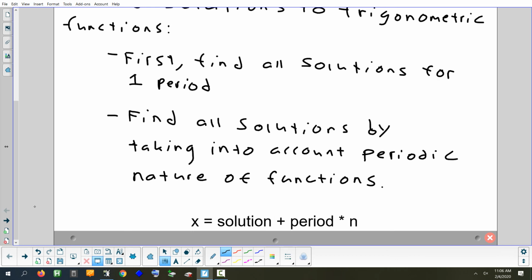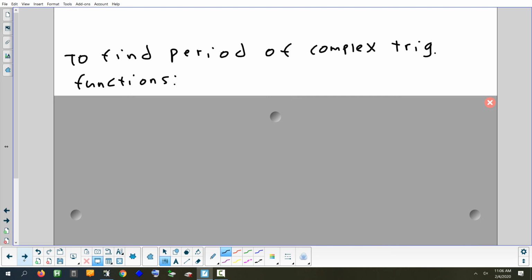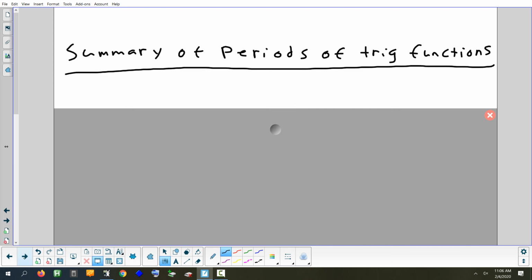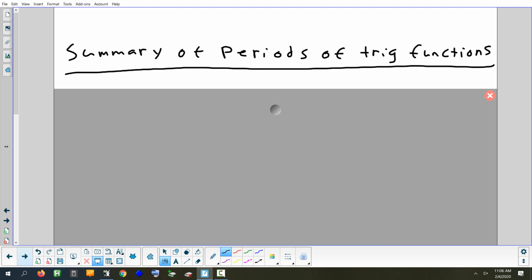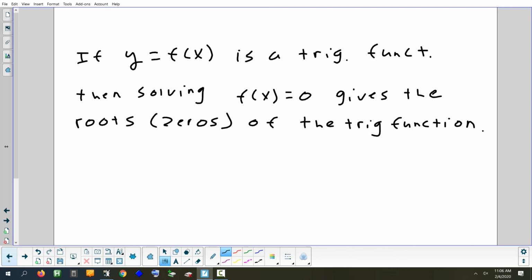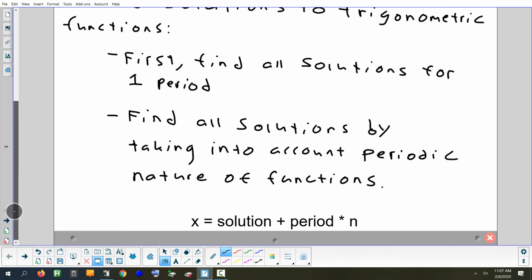Now, most of the time, the period is either 2 pi or 1 pi. I'm going to give you guys a chart in a little bit that summarizes all the periods of different trig functions, whether you use 2 pi n, 2 pi over n, or pi over n. I'm going to show you when to use which one.